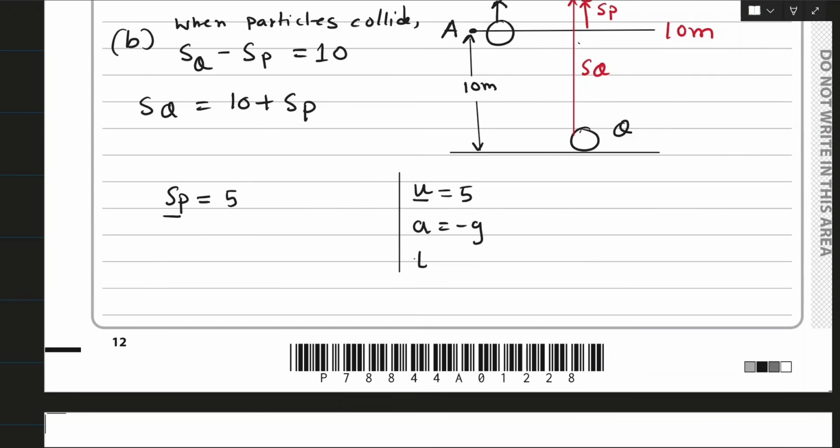We know that the time at which the particles collide is t. So we can use the formula displacement is equal to ut plus half at squared. If we substitute the values here, we have 5t minus half gt squared, and this is the expression for the displacement of our particle P.